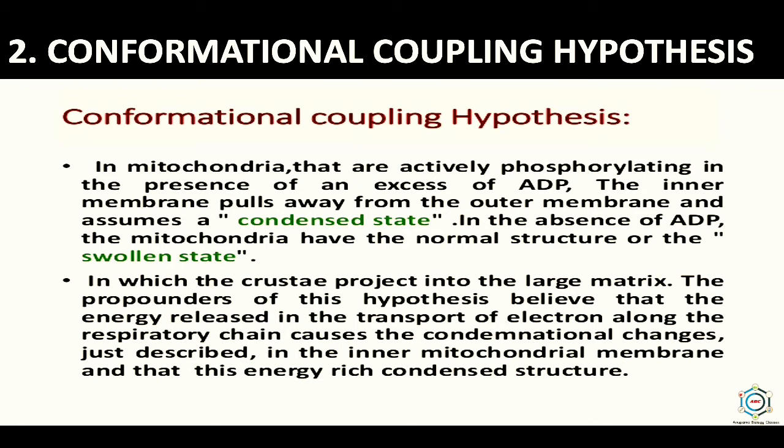So in this, in mitochondria that are actively phosphorylating in the presence of an excess of ADP, the inner membrane pulls away from the outer membrane and assumes a condensed state. In the absence of ADP, the mitochondria have the normal structure or the orthodox state, in which the cristae project into the large matrix. The proponents of this hypothesis believe that the energy released in the transport of electrons along the respiratory chain causes the conformational changes just described in the inner mitochondrial membrane, and that this energy rich condensed state is in structure.